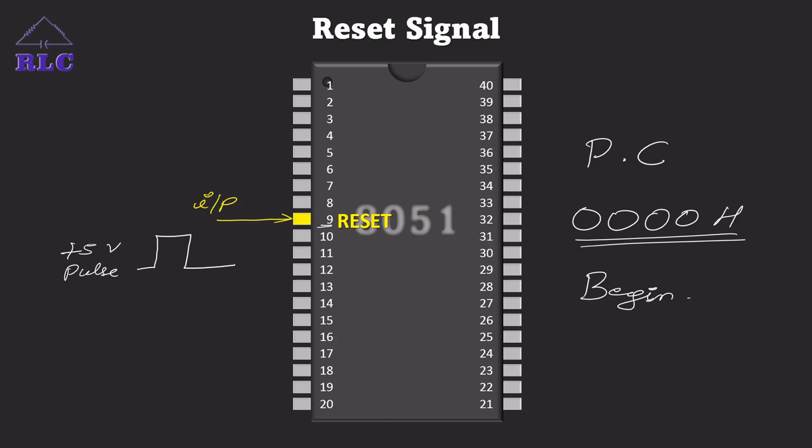One more main thing we need to keep in mind is the width of the pulse. It should be a minimum of 2 machine cycles. Only then will a proper reset signal be applied to the 8051 microcontroller. What this machine cycle is, we'll go through next. Remember that the pulse width of the reset signal should be a minimum of 2 machine cycles for a proper reset operation.